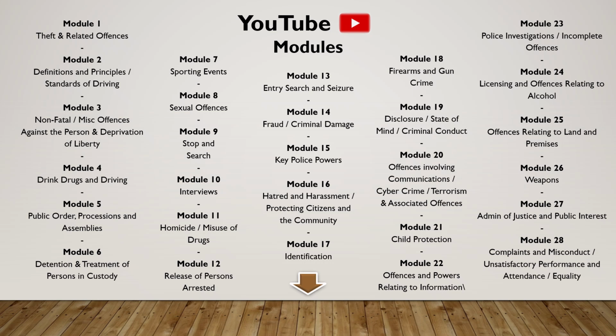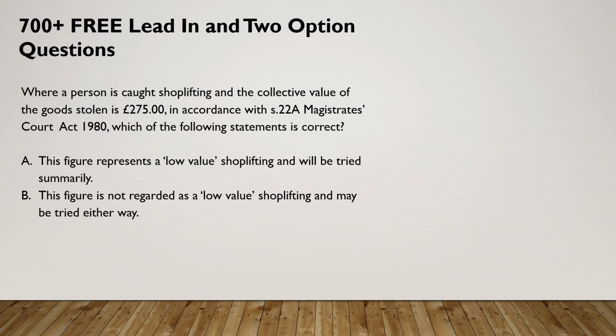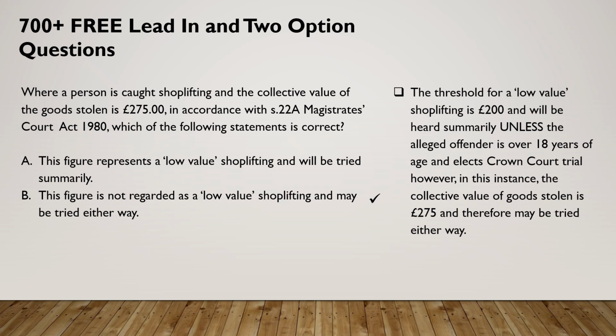For example, where a person is caught shoplifting and the collective value of the goods stolen is £275, in accordance with Section 22A of the Magistrates' Courts Act 1980, which of the following statements is correct? Is it A, this figure represents a low-value shoplifting and will be tried summarily? Or is it B, this figure is not regarded as a low-value shoplifting and may be tried either way? And of course the answer is B.